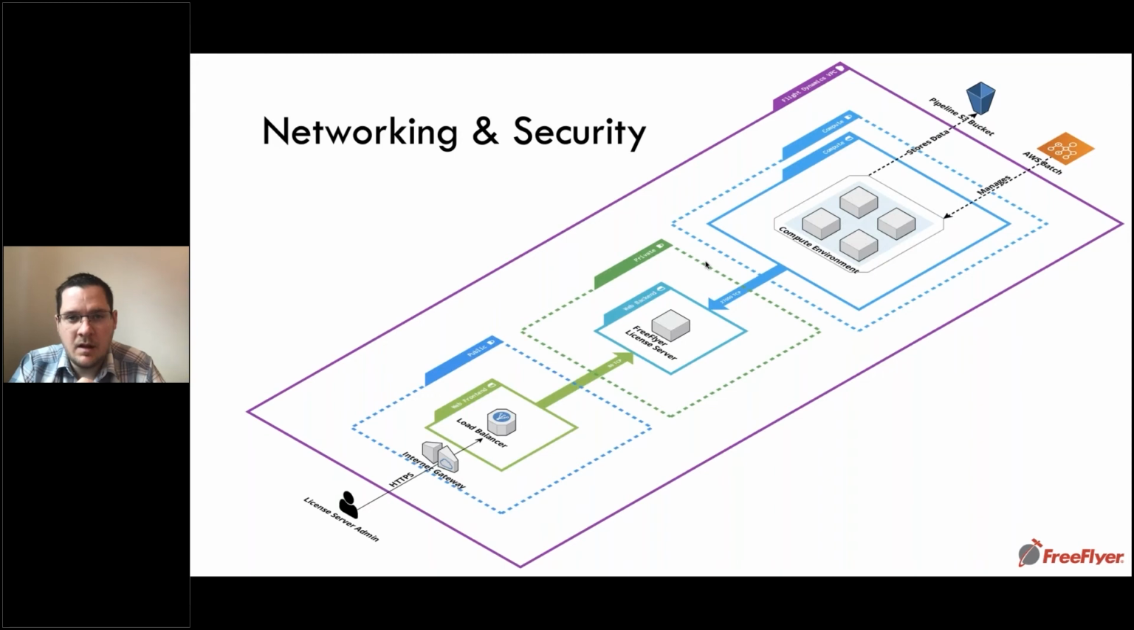But those instances of FreeFlyer running inside the compute environment need to be able to integrate with a FreeFlyer license server to be able to manage licensing. And that FreeFlyer license server needs to be accessible to a license server admin who is potentially browsing securely through an internet interface. And so this is an important part of documenting these types of architectures, the network and security aspects of it.